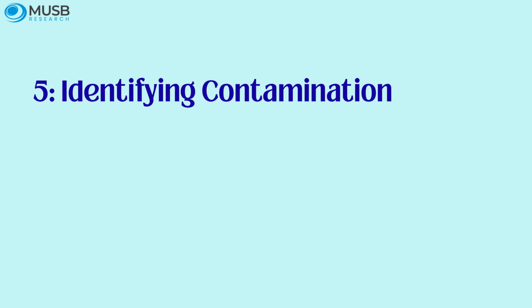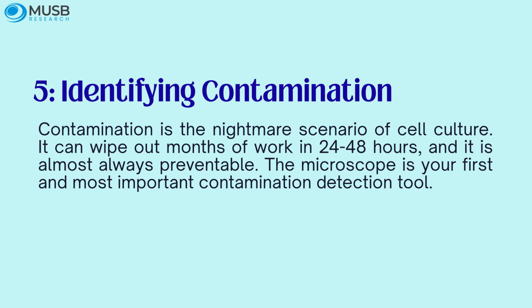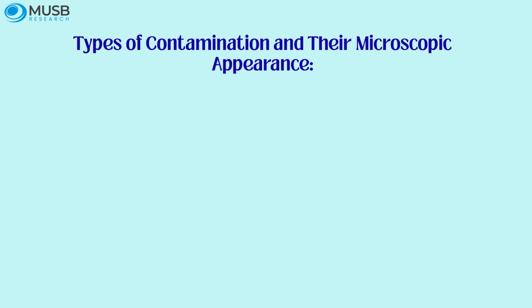Assessment 5. Identifying contamination. Contamination is the nightmare scenario of cell culture. It can wipe out months of work in 24 to 48 hours, and it is almost always preventable. The microscope is your first and most important contamination detection tool. Types of contamination and their microscopic appearance.